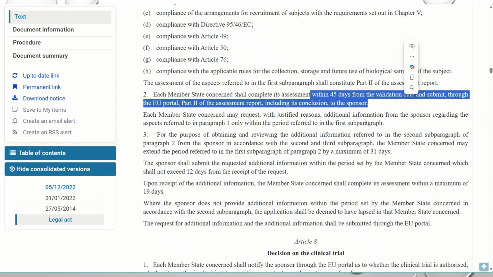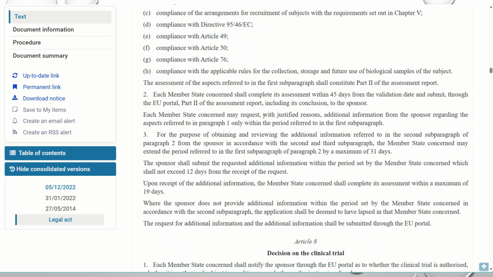And it has to be submitted through the EU portal, and usually for the initial application, it's submitted at the same time. Well, I mean, you can stagger it. Yeah, you can. But it's usually done at the same time. At least I would think it would be.